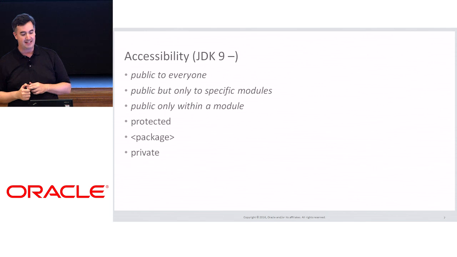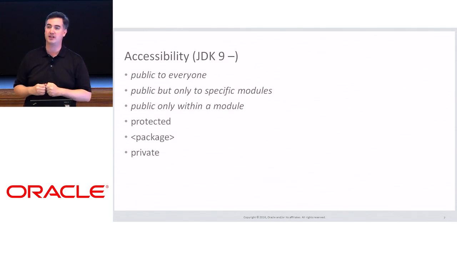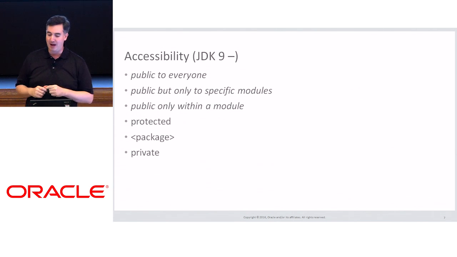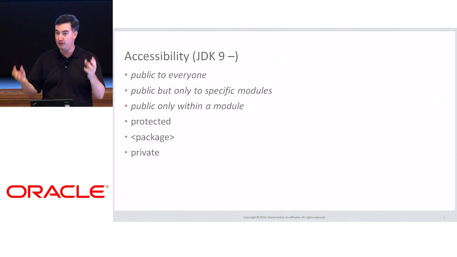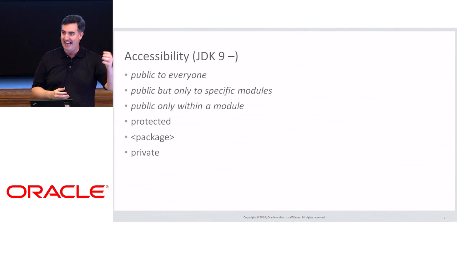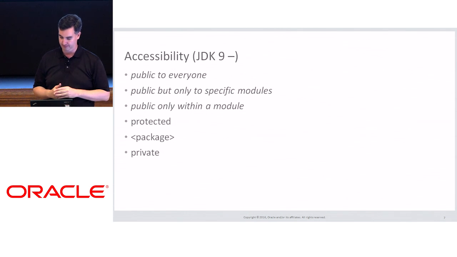The lines in italic are the levels of accessibility connected with the module system. Reading upwards, you can arrange for public types to be accessible only within their module, or accessible within their module and to specific other modules, or accessible to everyone.